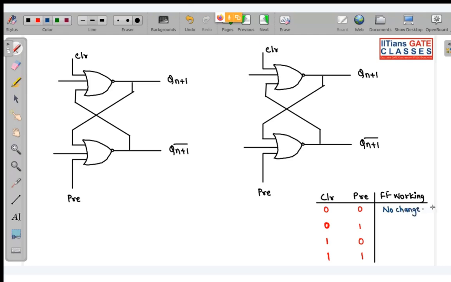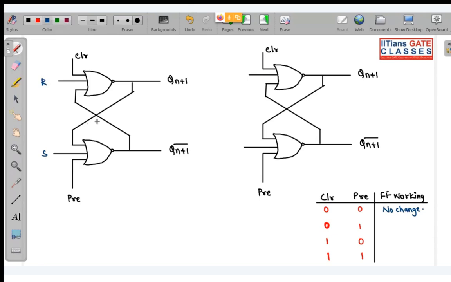But look over here, this is A, this is B, or you can even write these as set and reset. I have told you that opposite to complement we have set. So this will be reset.